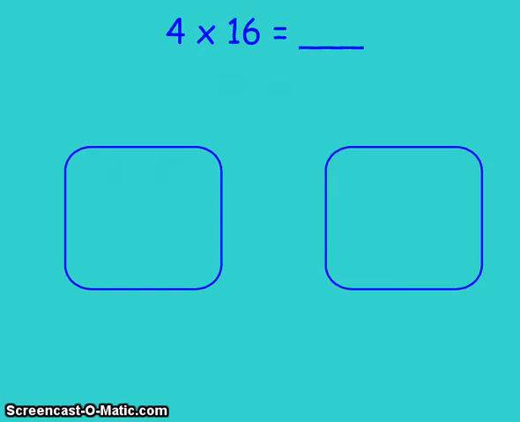Let's try another one. 4 times 16. Remember that 16 is a 10 and 6 ones. So 10 plus 6. So now I can multiply 4 times 10 and 4 times 6. 4 times 10, again, is like multiplying times 1. So 4 times 10 is 40.